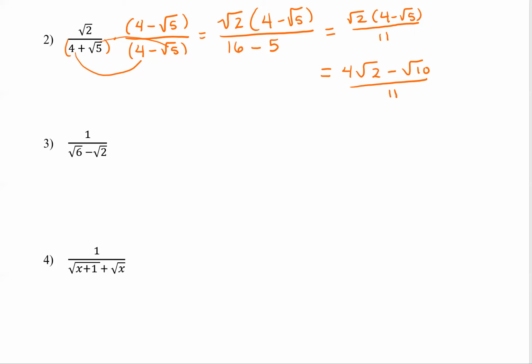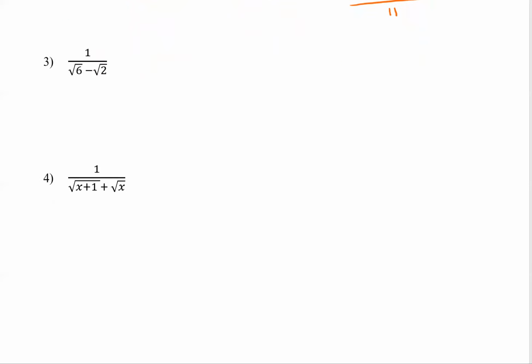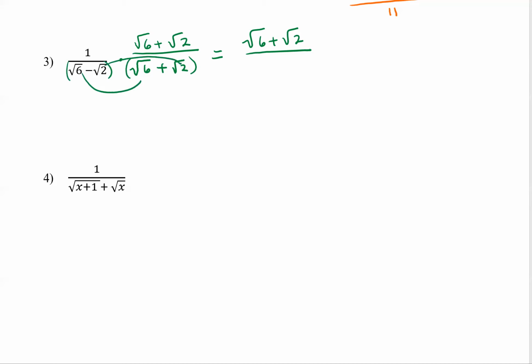Number 3. So the conjugate is going to be the square root of 6 plus square root of 2. Multiply the first and the last. That's just 6 minus 2. And 6 minus 2 is 4. That's our final answer.